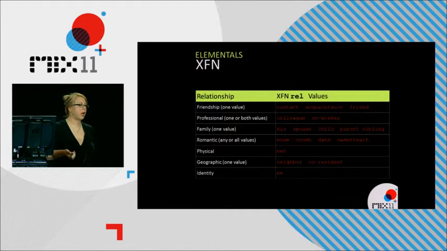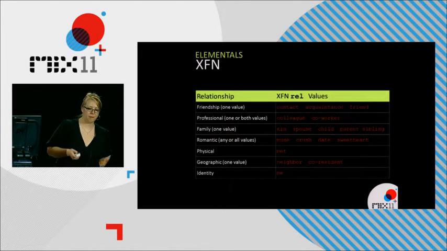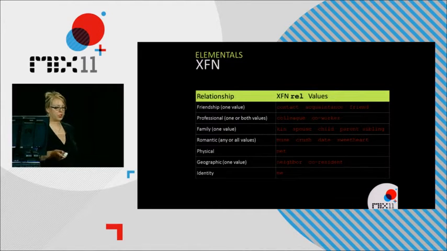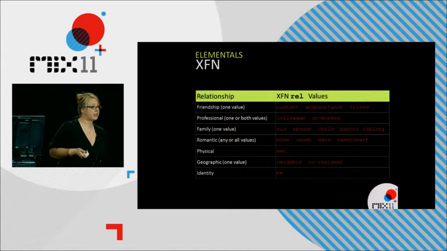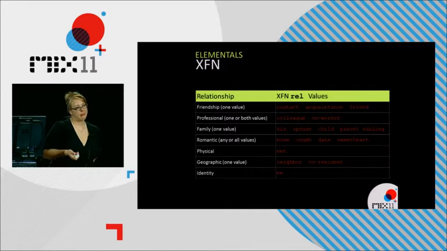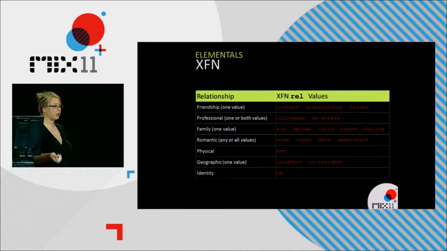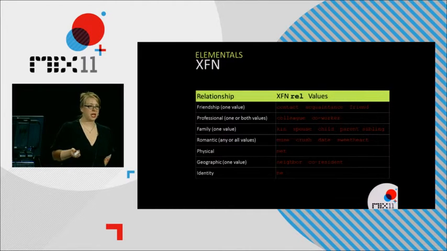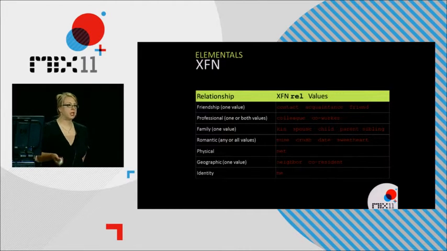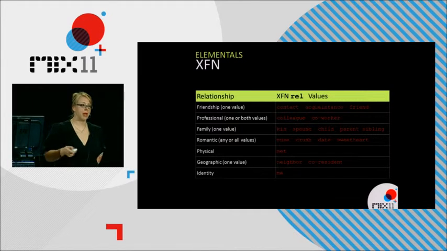Physical, there's a single value. You've either met someone or you haven't met them. Finally, we also have geographic, and you can have one value. It's either a neighbor or a co-resident. Yes? The scenarios where you want to use multiple values, they're space delimited. Yep. And then finally, as we already talked about, we have the me, the identity. And when it comes to using me, you only use me. You wouldn't use me and met because, yeah, you've met yourself, but that's just sort of obvious.